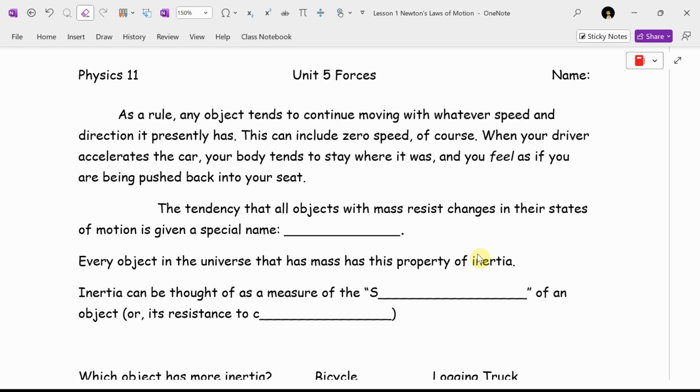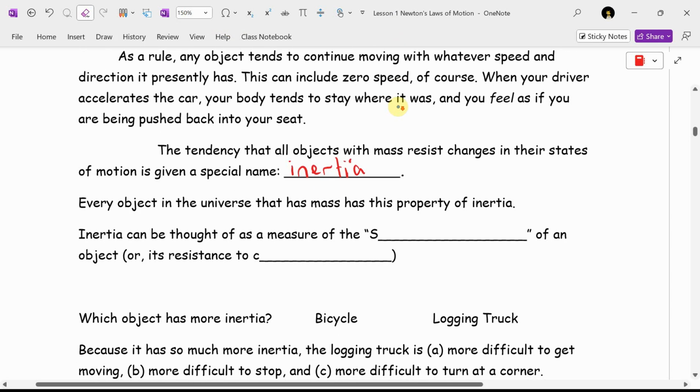And in fact, this tendency that all objects with mass have to resist changes in their states of motion is given a special name. Here is your word for today. We call it inertia. Every object in the universe that has mass possesses this property called inertia. Inertia is that thing with mass that resists a force. You can think of inertia as a measure of the stubbornness of an object or its resistance to change. The more inertia an object has, the less willing it is to accelerate.